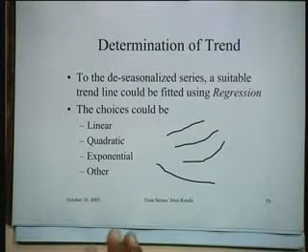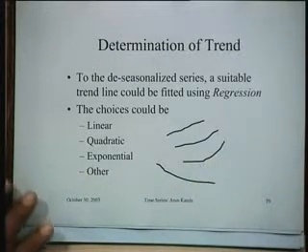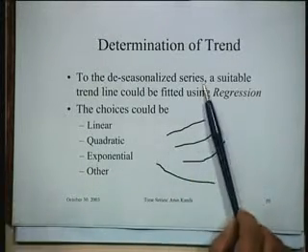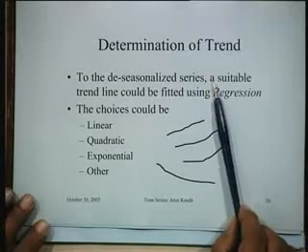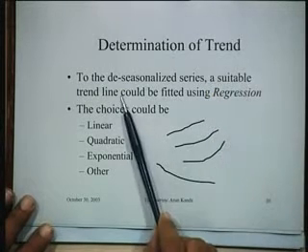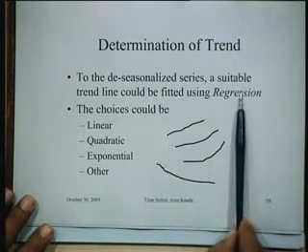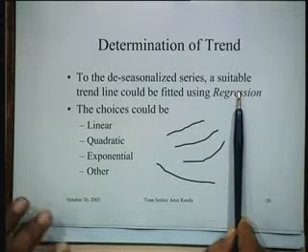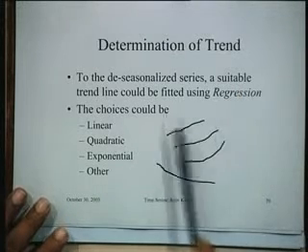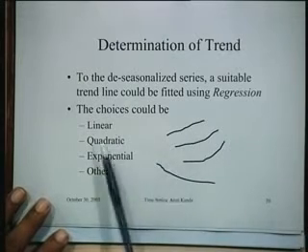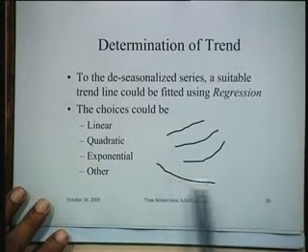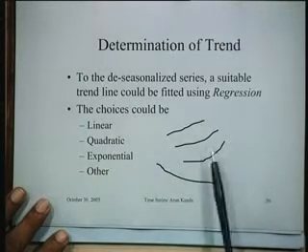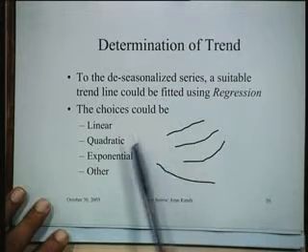If you were to now determine the trend, how will you determine the trend? You take the deseasonalized series which we have just determined. A suitable trend line could be fitted using regression. So you use regression again, right? And the choices could be simple choices. It could be linear, quadratic, exponential, or other functions, whichever function that you want to see.